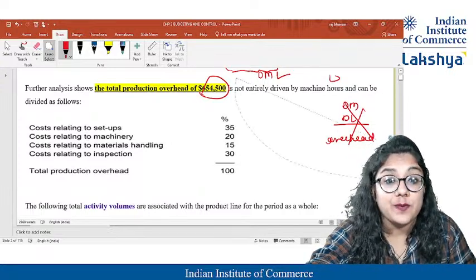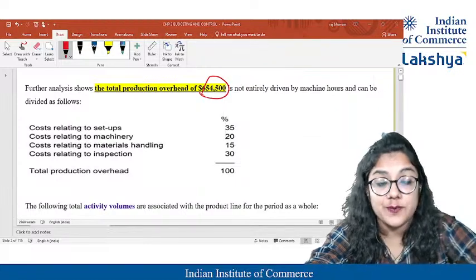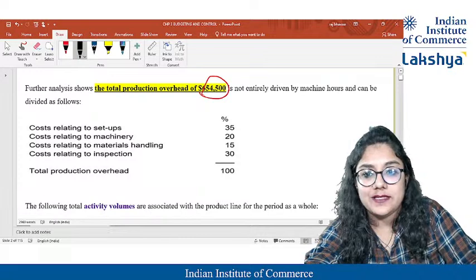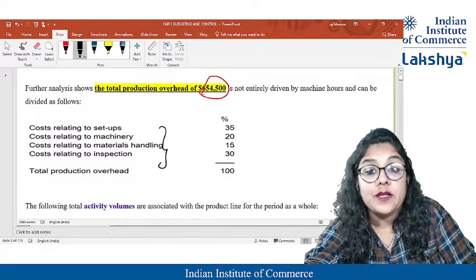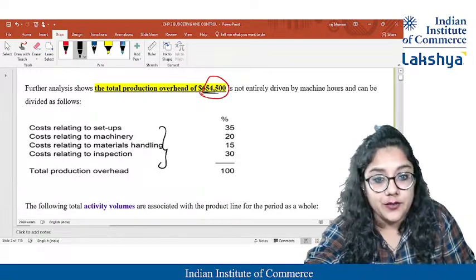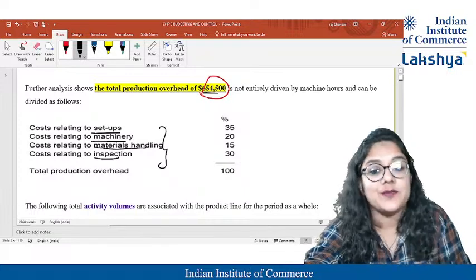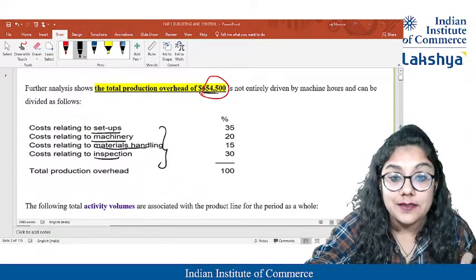It has to be as per the activity. So what are the activities? In the question they have given four types of activities. The total cost is 654,500 and the activities are setup cost, machine cost, material handling and inspection cost, and these are certain drivers.